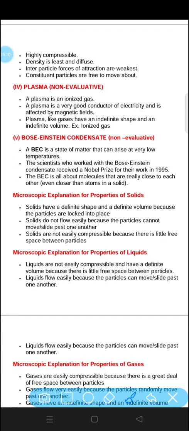Now let's talk about the fourth type of matter, that is plasma. A plasma is an ionized gas. It is a very good conductor of electricity and is affected by magnetic field. Plasma, like gases, has an indefinite shape and indefinite volume. They do not have definite shape and definite volume.